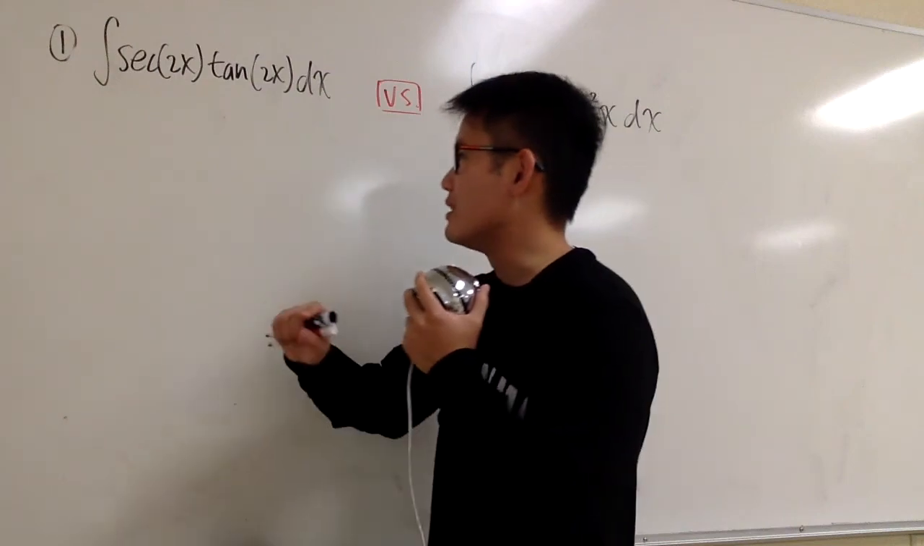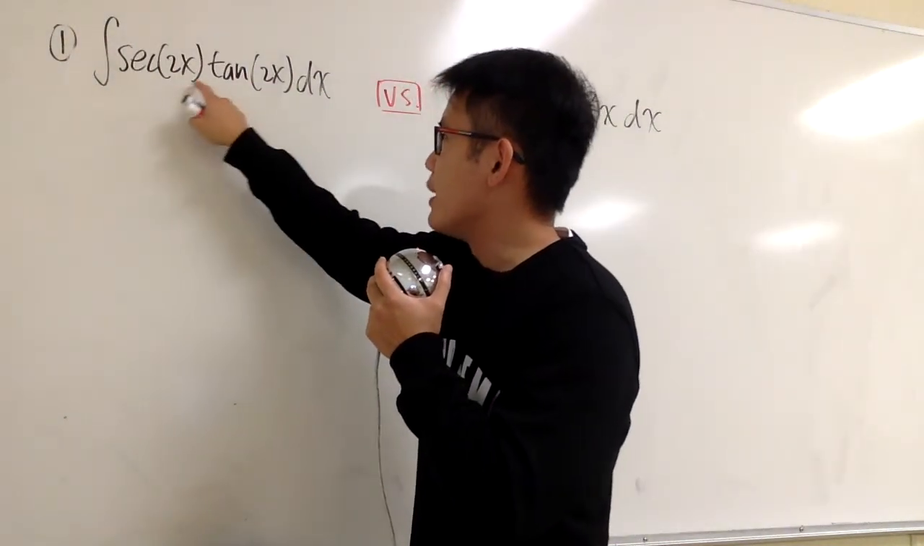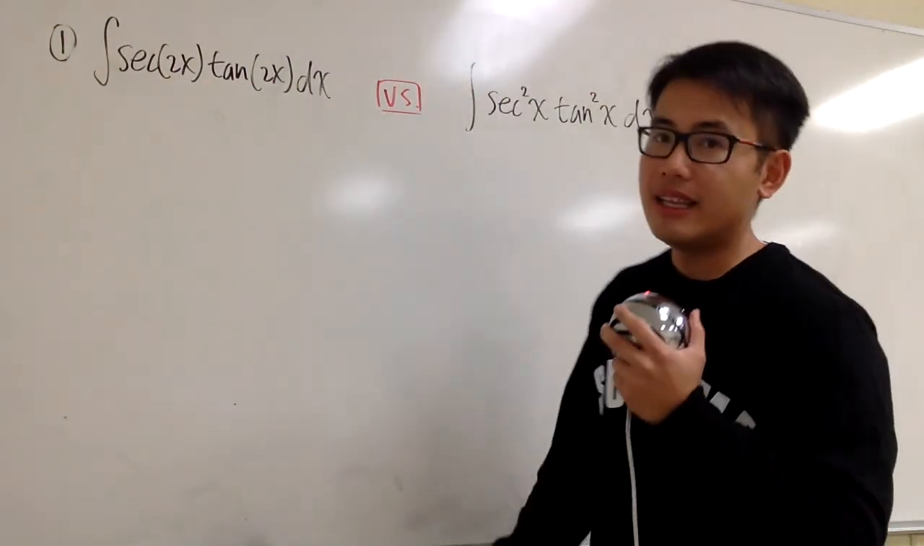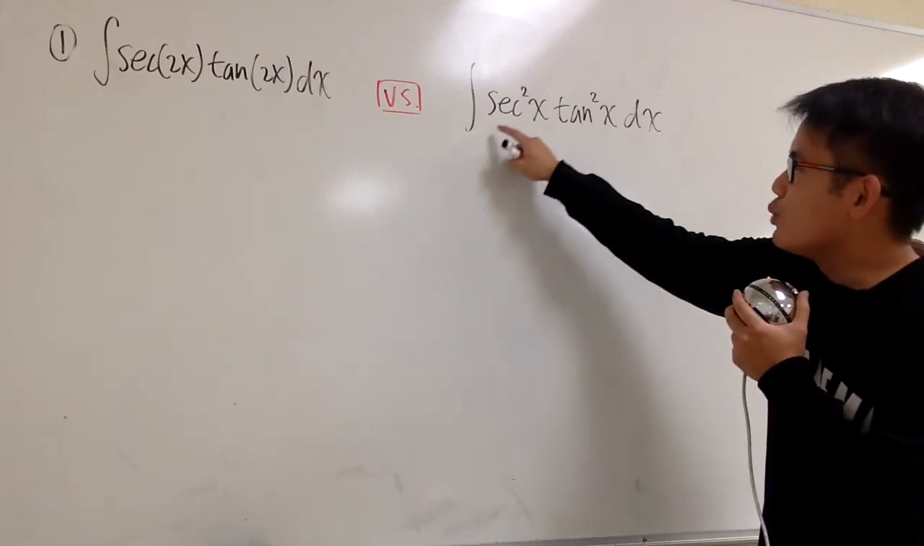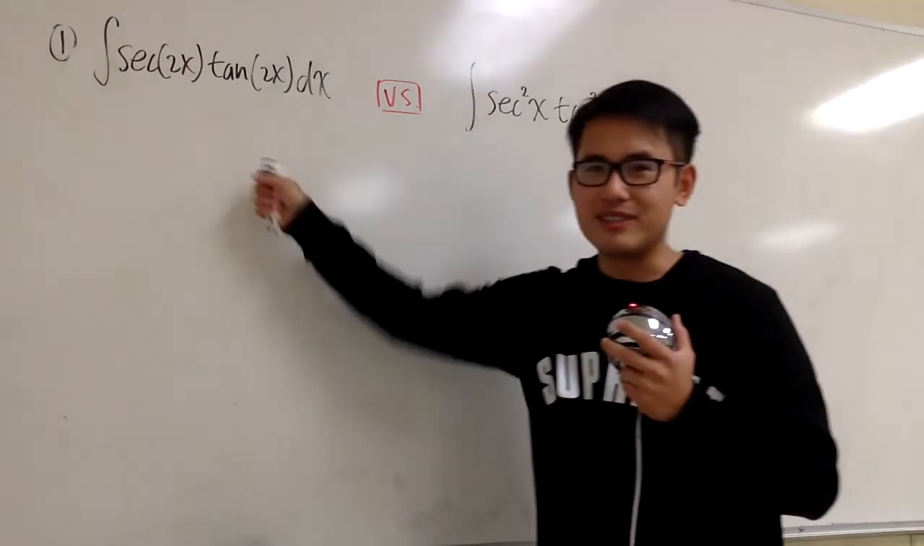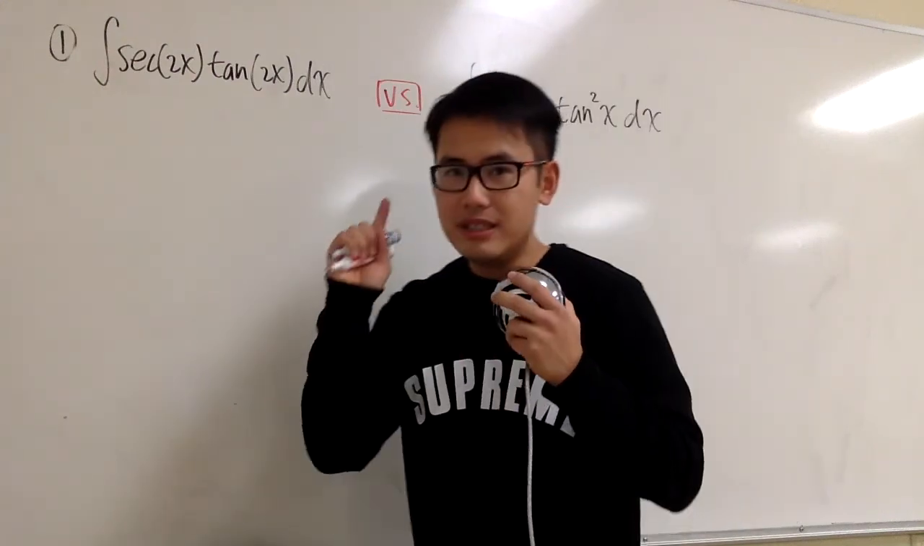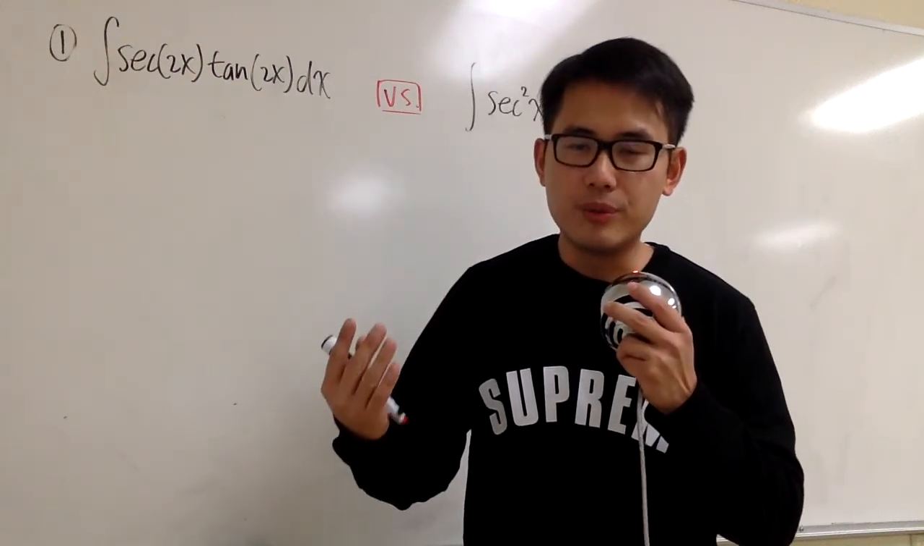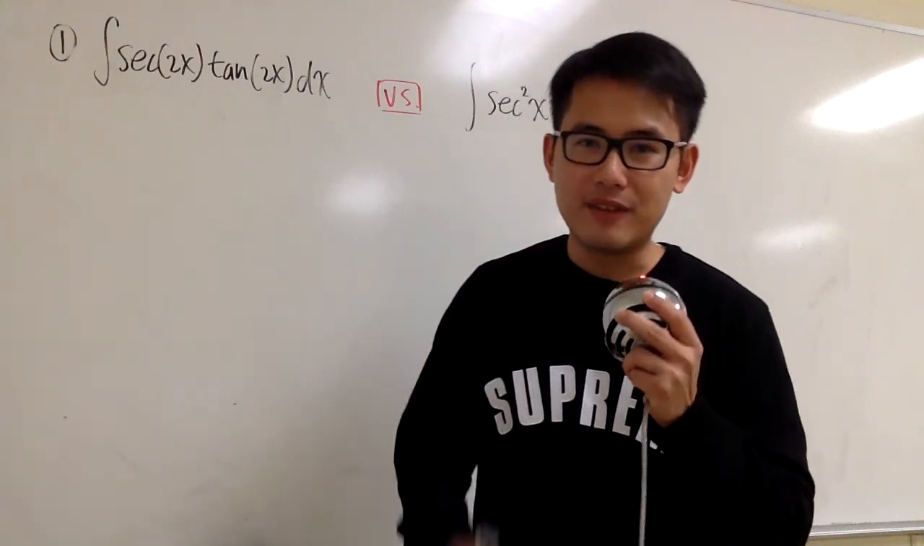Anyways, let's look at this one. The integral of secant of 2x times tangent of 2x dx. And then we also have the integral of secant square x times tangent square x dx. Let's focus on this first though. So this is the first tip of selecting the u. Ask yourself, what's an inside function?